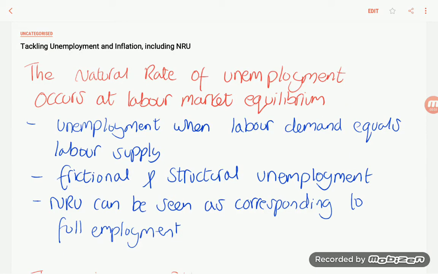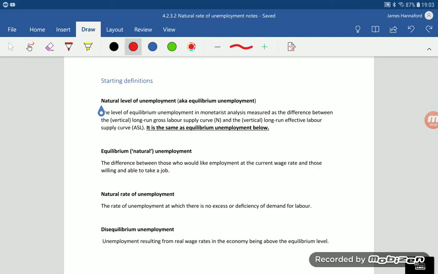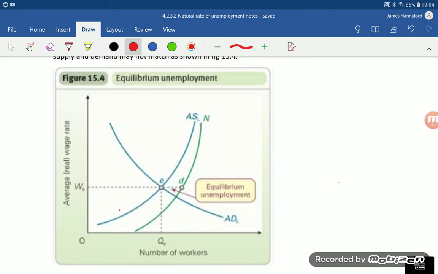Welcome to my video on tackling unemployment and inflation. The natural rate of unemployment occurs at labour market equilibrium. Let's see why. Before going any further, it is worth noting down the following definitions. Equilibrium unemployment, also known as the natural rate of unemployment.